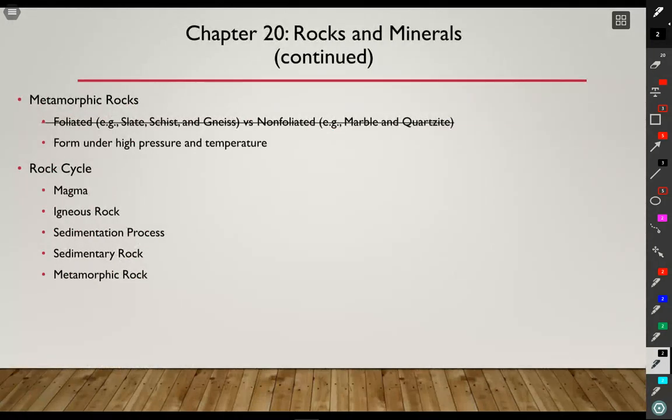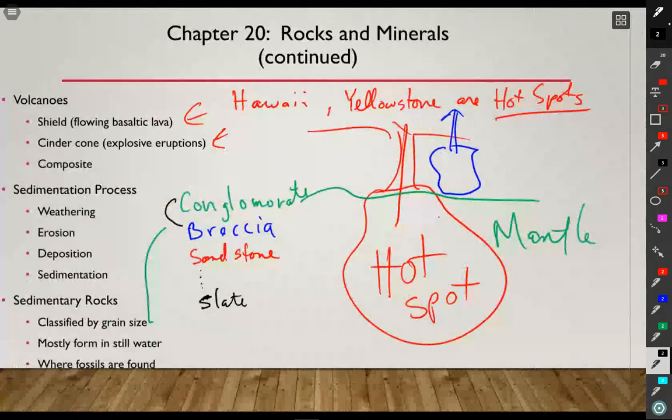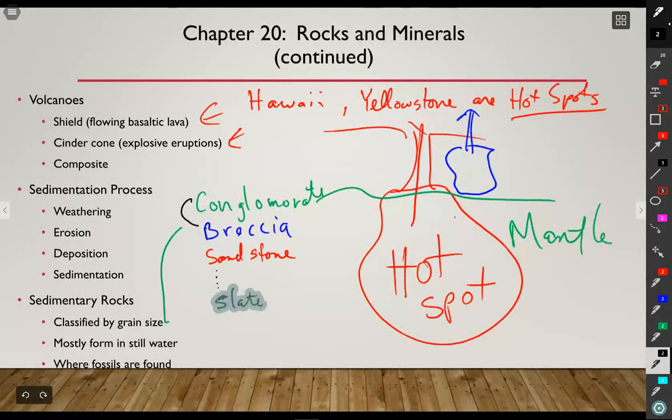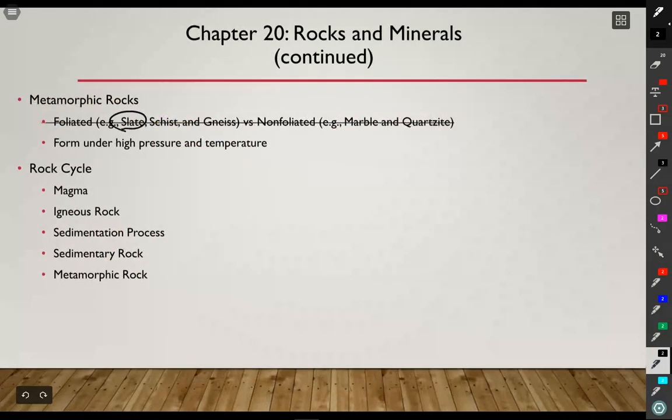Okay, metamorphic rocks. Notice there's the answer to your question. You do not need to know the difference in slate, schist, gneiss. Actually, I said slate on the other one. Now I have slate here. So slate is metamorphized mudstone. Here, I'll put mudstone instead of slate. And non-foliated marble, quartzite. But you do need to know they form under high pressure and temperature.